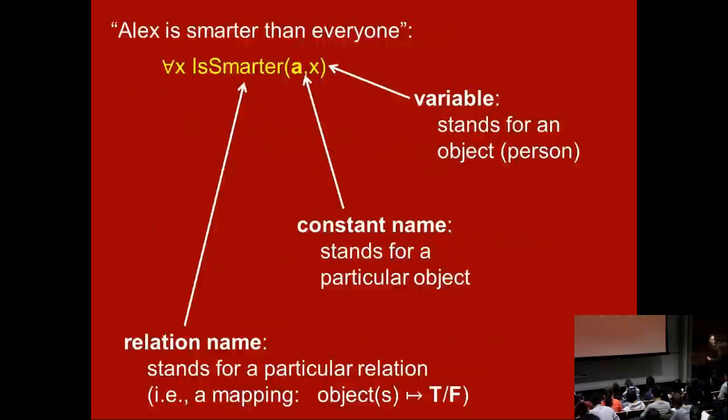I'm going to do it by examples. So just like in propositional logic, usually the examples, they start by giving some English language sentences, and then they show how you would translate it into first-order logic. So let's start with this sentence. Alex is smarter than everyone.